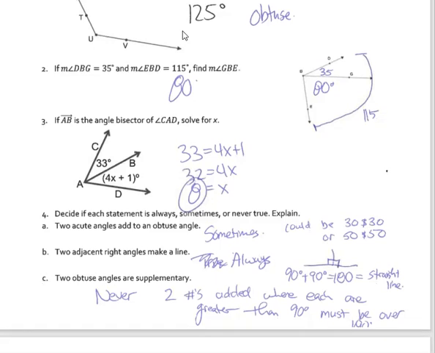The next one talks about how you have an angle bisector. If you have an angle bisector, it means it cuts the angle in half, which means those two things have to be the same, the 33 and the 4x plus 1. And when you solve, you get 8.